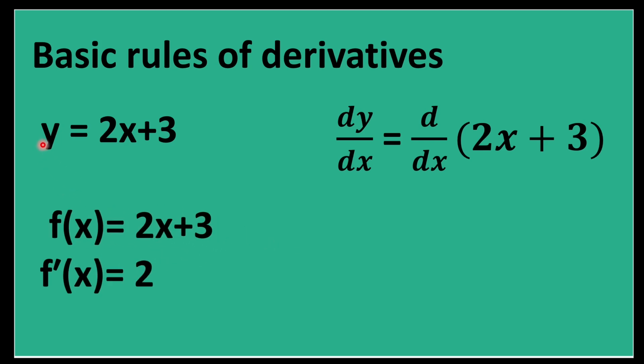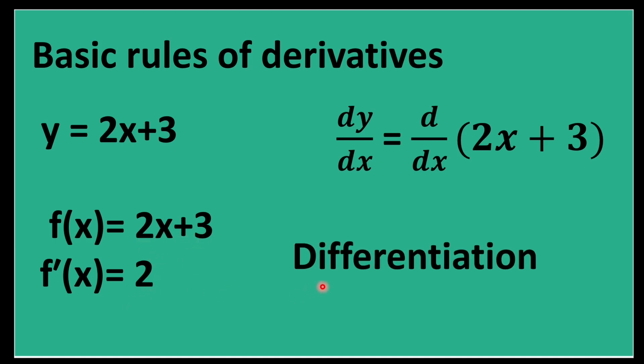We can also say that in place of y, the function is fx equal to 2x plus 3, and this is the derivative form or differentiation form. So the differentiation of 2x plus 3 equal to 2. So this is also, as I told, called differentiation. So now we will start the rules.